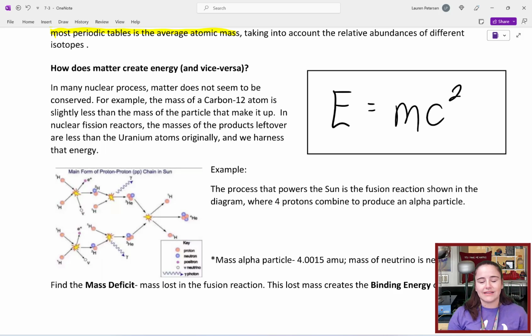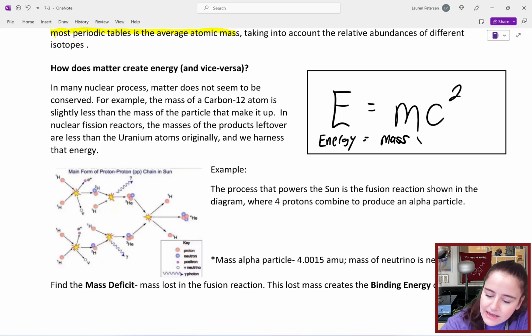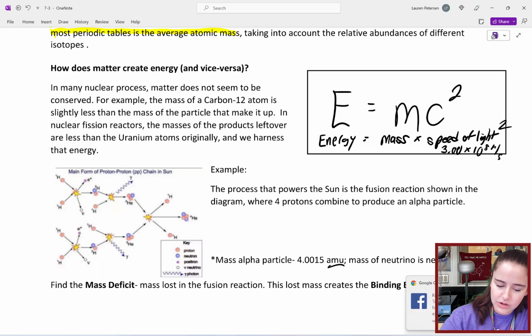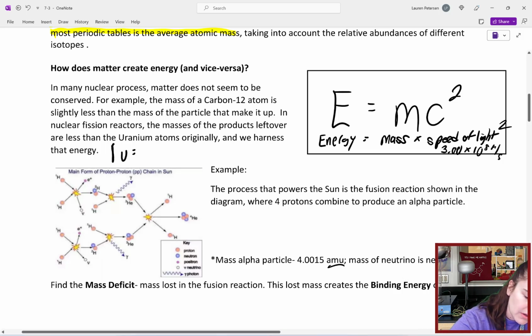In a process, some mass might get converted to energy. There is energy contained in that mass, so if we lose that mass, we get the energy. So we have energy equals mass times c, c being the speed of light, which is 3.00 times 10 to the 8th meters per second. Also, typically when we do these units, we might be working in AMU, but on the equation sheet, it's actually just written as U.